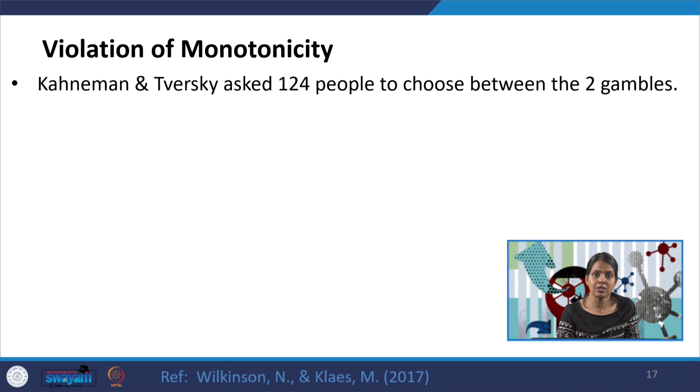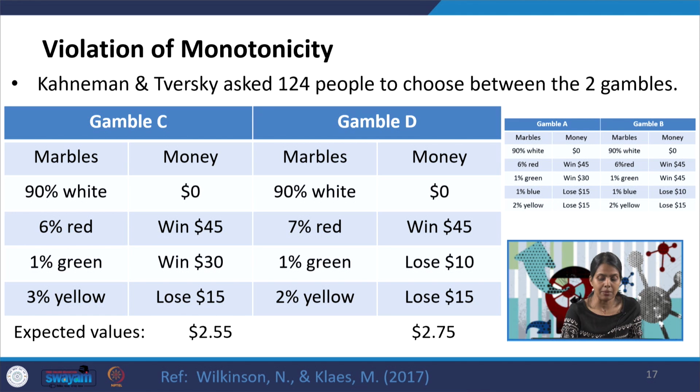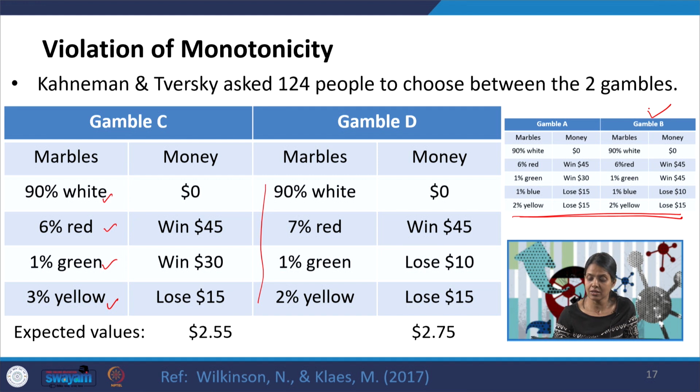Now, Kahneman and Tversky asked 124 people to choose between the following gambles. Here I have reproduced the original gamble, and this is the gamble that Kahneman and Tversky picked for 124 people as an experiment. Now, just see that I have white, red, green and yellow balls. The gambles in terms of their percentages of balls also change slightly. The blue balls are dropped. The original strictly dominant gambles, where B strictly dominates A, are also presented here just for reference.